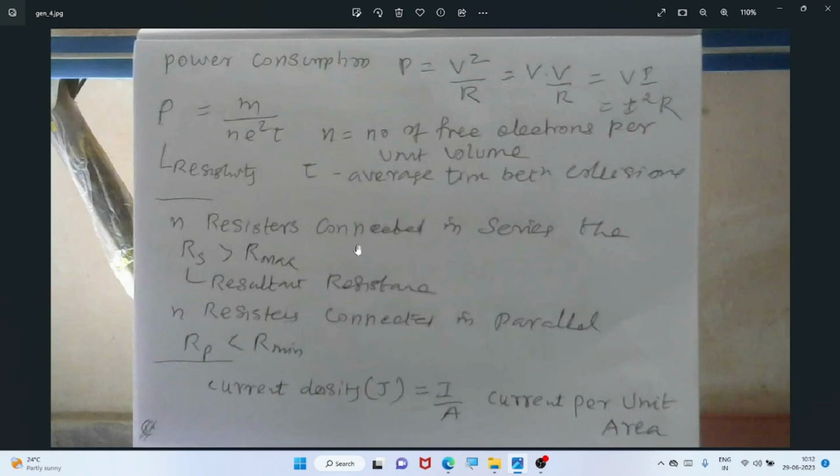When you connect a few resistances in series, the equivalent resistance, that is the resultant resistance, will always be greater than the maximum resistance connected in series. R resultant is greater than R max. When you connect in parallel, R resultant is less than R minimum.